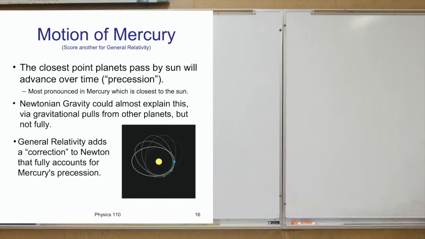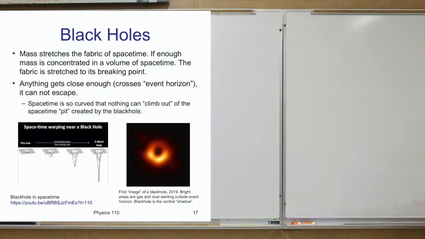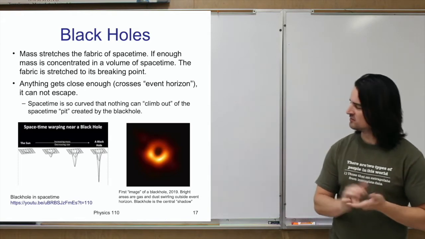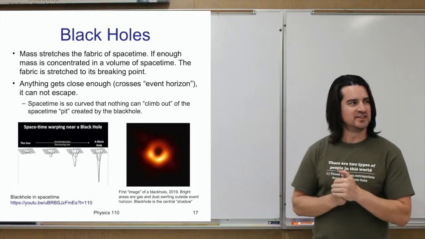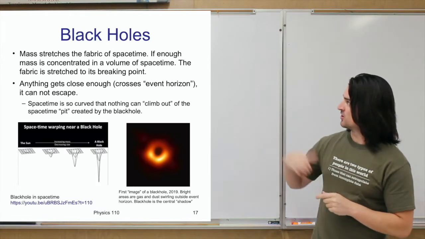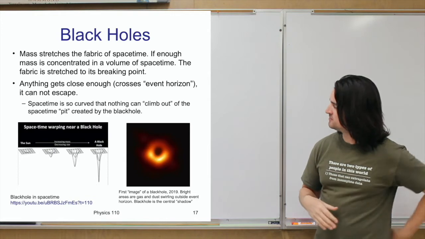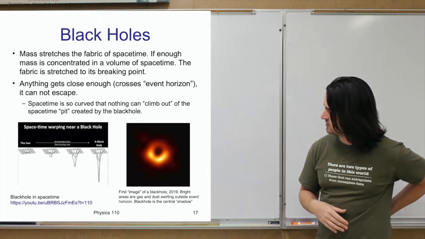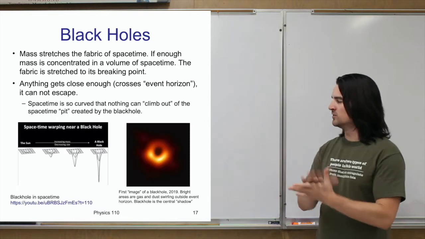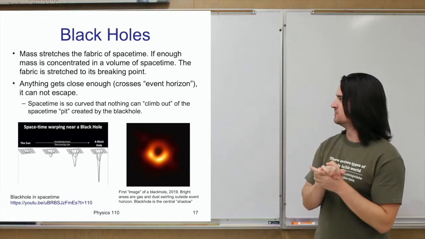So score one for, another one for general relativity. Okay, so another interesting thing that comes out of general relativity and our understanding of space-time is something you've probably heard of: black holes, mysterious objects. They can be very confusing, but on a certain level, it's pretty straightforward, actually.